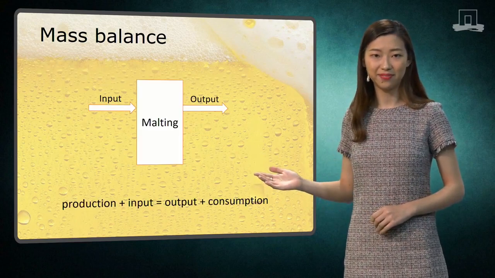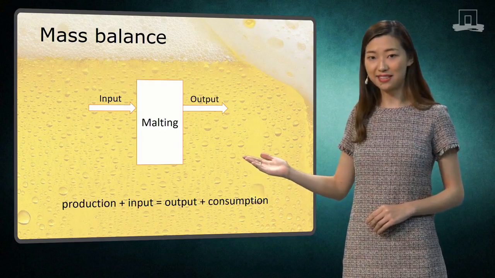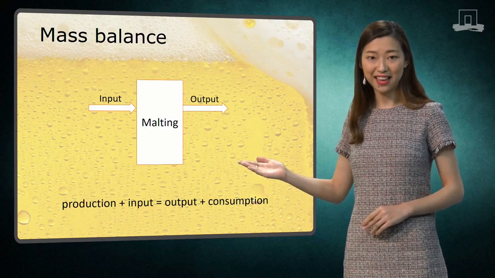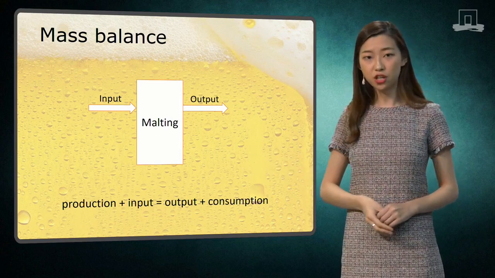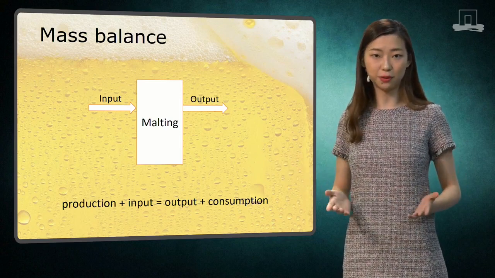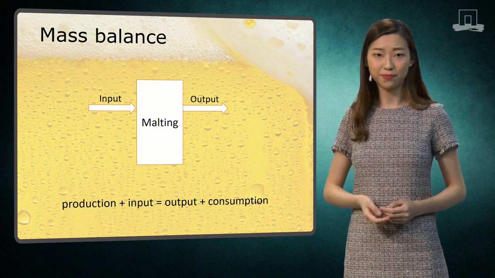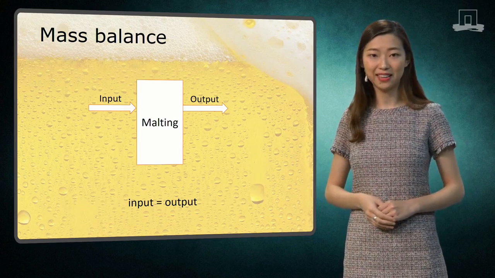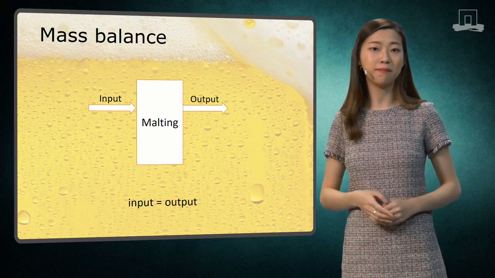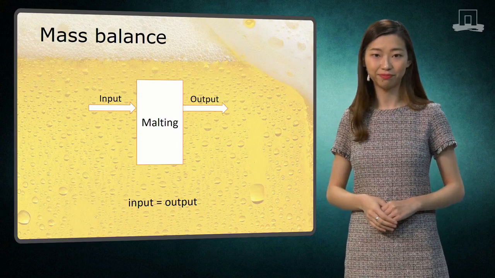Look at the box. The arrow on the left is the input, and the right one is the output. If there's no production or consumption, for example, during the milling of the malt, the input simply equals the output again. The mass of malt equals the mass of milled malt.